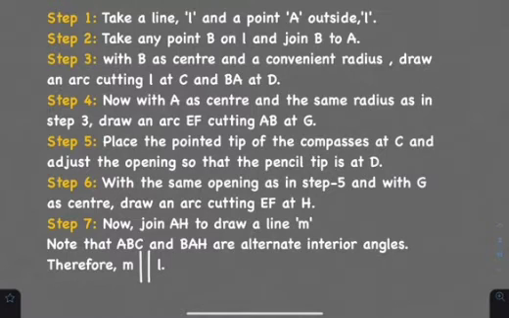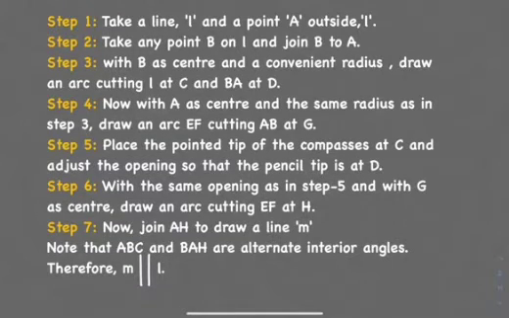Children, please note that the steps of construction are listed out. You will have to write all these steps in your classwork along with the construction. Each procedure has been listed out in each step. The steps include: step 1, take a line L and a point A outside L. Take any point B on L and join B to A. With B as center and a convenient radius, draw an arc cutting L at C and BA at D. Now with A as center and the same radius as in step 3, draw an arc EF cutting AB at G.